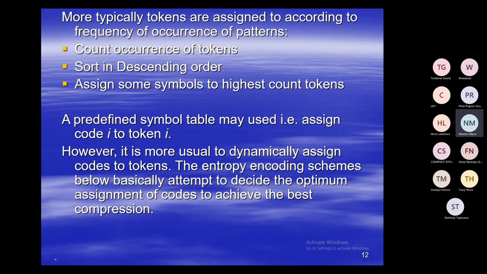Then we encode them. We are now converting into bit patterns. So we assign some symbols to the highest counting tokens. A predefined symbol table may be used. Then that table is now sent to the other end of the wire, which will then be decompressed. And when it is decompressed, you can now begin to actually see the document.